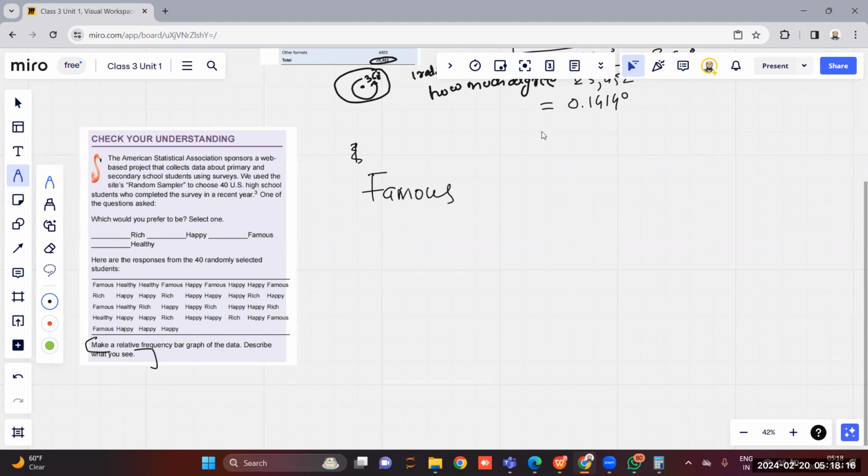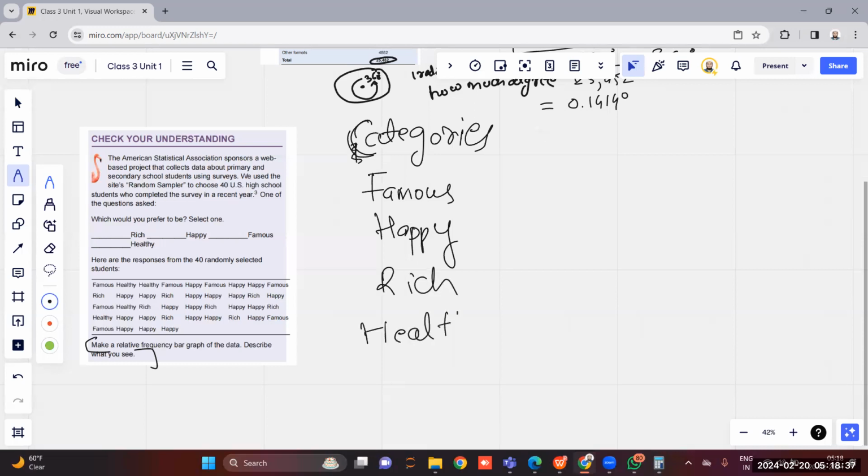See, how do we draw a frequency table? We write down the categories here. What are the unique categories? Famous, happy, then rich and healthy. So this is the observation you listed in the table for the 40 students. First we'll tally, then write down its frequency and its relative frequency. I've told you relative frequency is required for the pie chart.